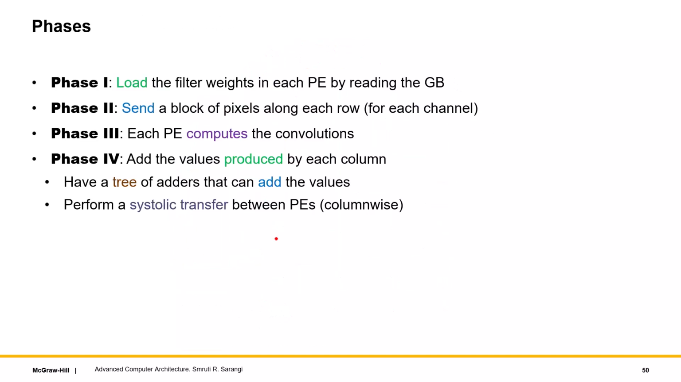So as you can see, there are 4 phases in this computation, which is a representative computation with systolic arrays, where you are loading the filter weights in each PE from the global buffer. GB is global buffer. A block of pixels, which are IFMAP pixels, are being sent along each row. Each PE is computing its local convolution. And then, as we said, we are adding the values produced by each column.